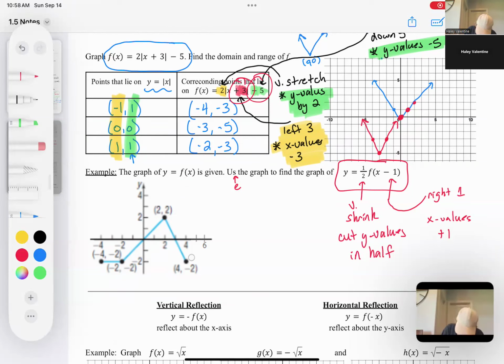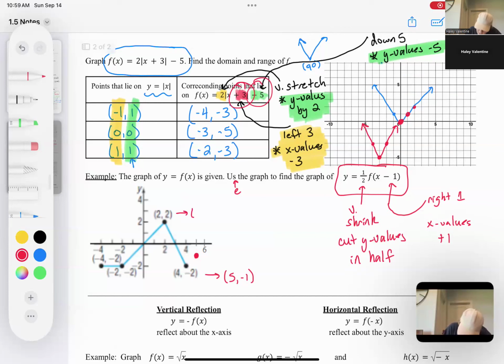Okay, so I'm going to start just with this point, for this down right point. To the x value, I need to add 1. So this point is going to become 5, comma, and to the y value, I have to cut it in half. So instead of -2, it's -1. So that's going to be the new corresponding point. Okay, I vertically cut it in half, and I also shifted it right 1. Okay, so now let's look at the point 2, 2. That point, first to the x value, I add 1, and to the y value, I cut it in half. So 3, 1 is that corresponding point.